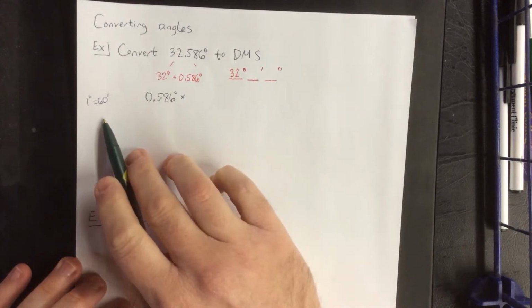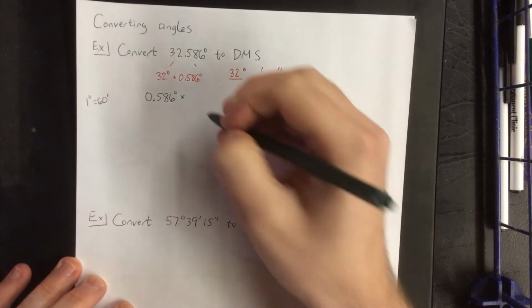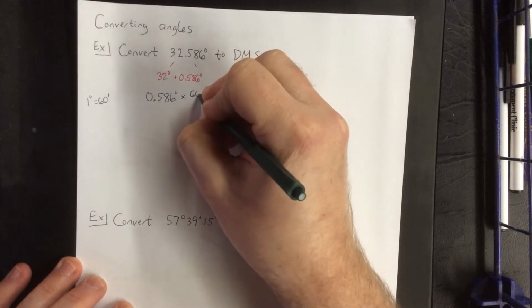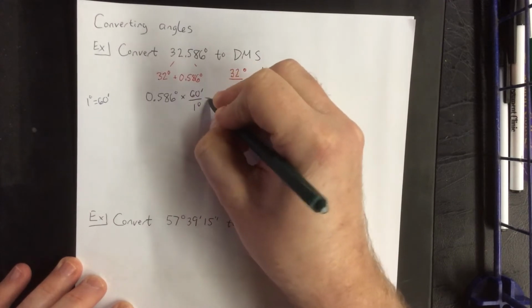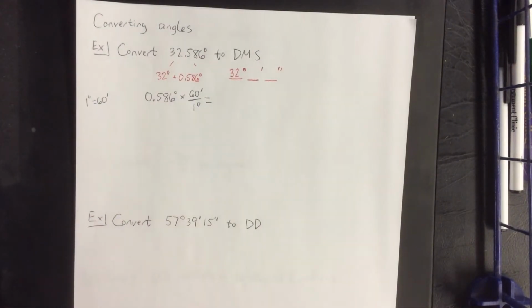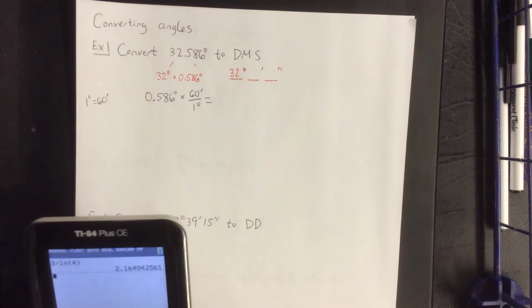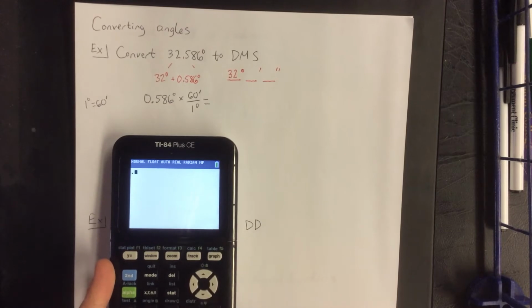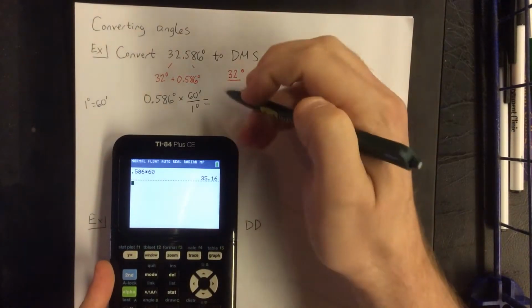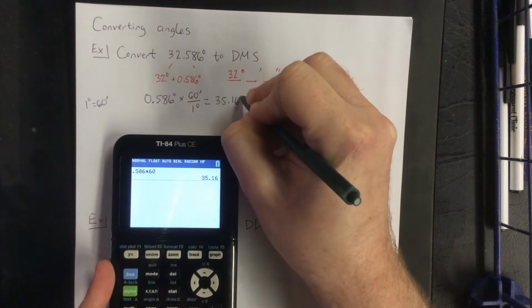As a result, if I multiply by the units that I'm converting to divided by the units I'm converting from, this will give me a good calculation. So 60 minutes for every 1 degree. Now, I'm not 100% sure what that is off the top of my head, but the good news is I have my handy dandy TI-84 Plus Color Edition. So we'll take that 0.586 and multiply it by 60. The result that we get here is 35.16 minutes.